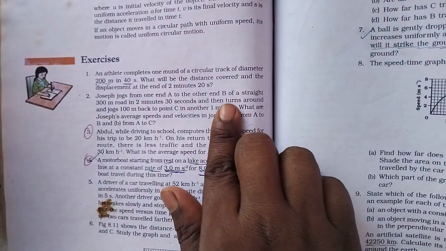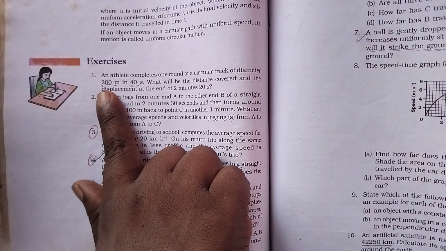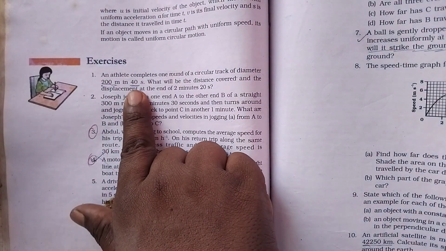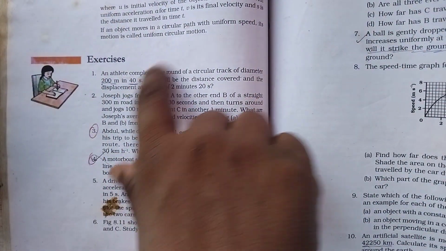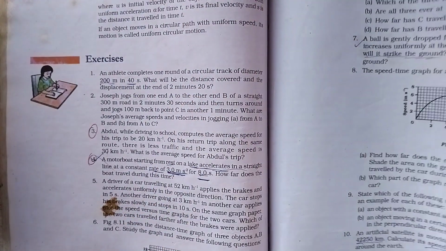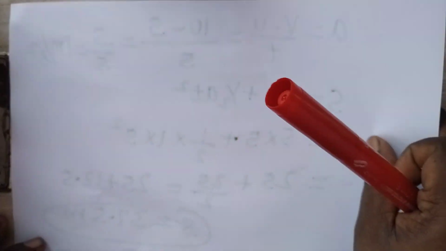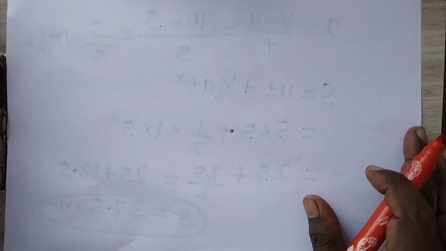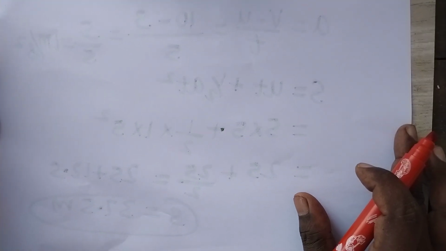Okay, so exercise problem, first problem. First we'll read the question. 200 meter diameter, 40 seconds for each round completion. Totally 2 minutes 20 seconds is moving. I will explain the question, what is given. An athlete is moving in a circular path. Now what is the question we are going to do for exercise first problem?